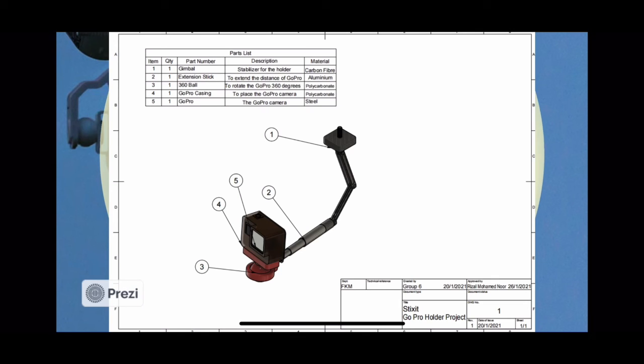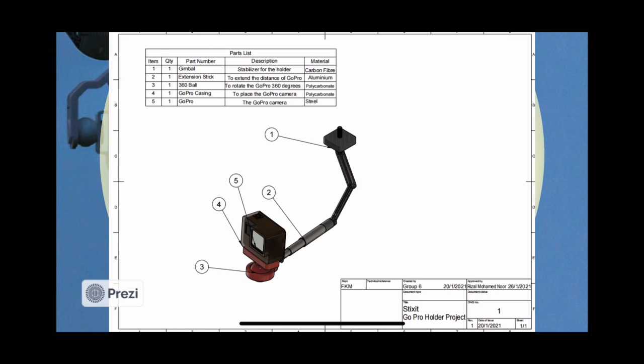Next is the extension stick. We use aluminium for the material. This is because aluminium is a lightweight metal, and aluminium is also harder to rust, so the product can last much longer. For the 360 ball connector, we use polycarbonate plastic.